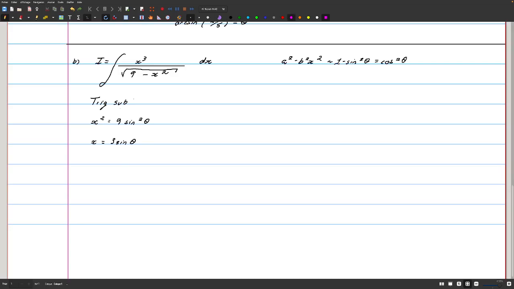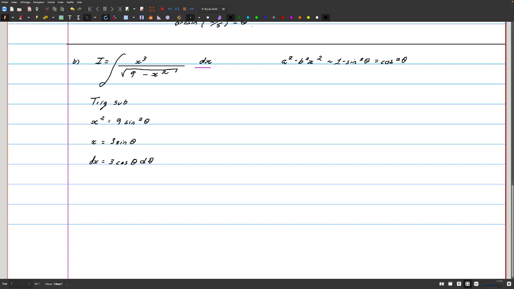Like we said before, you can't just have a dx and use theta at the same time, so we need to find d theta. So if we find d theta, we just need to find dx. So we differentiate x, so dx is equal to 3 cosine theta d theta. Good.